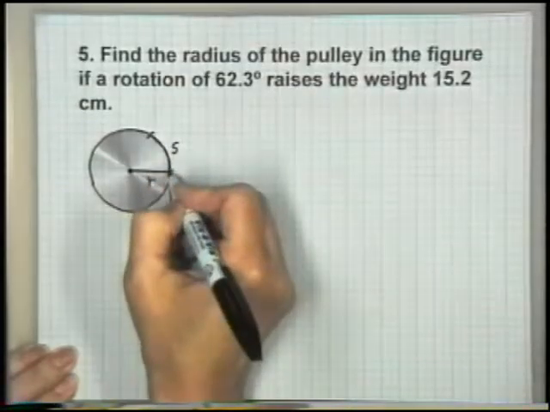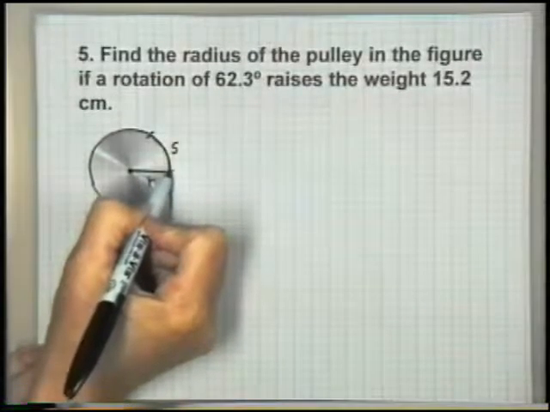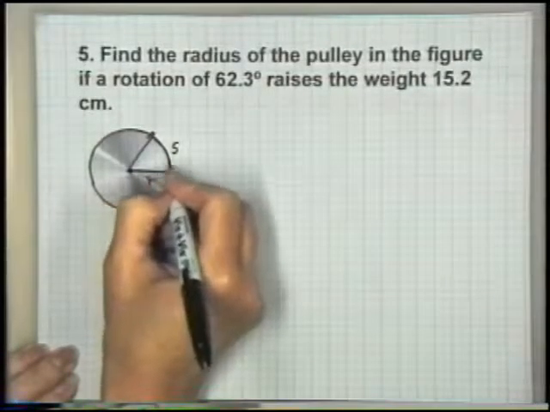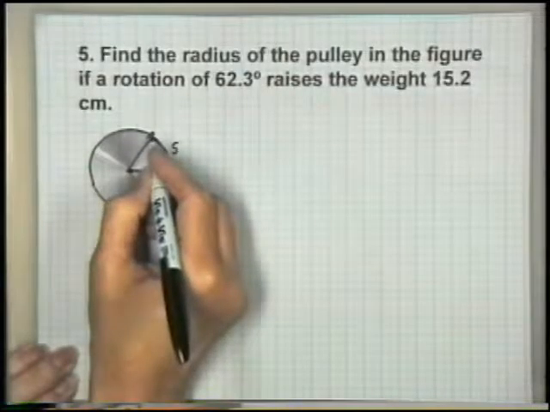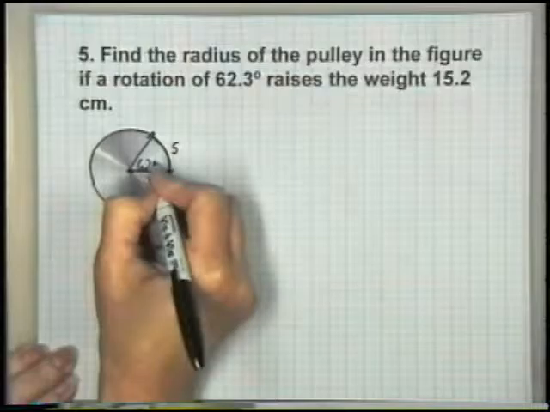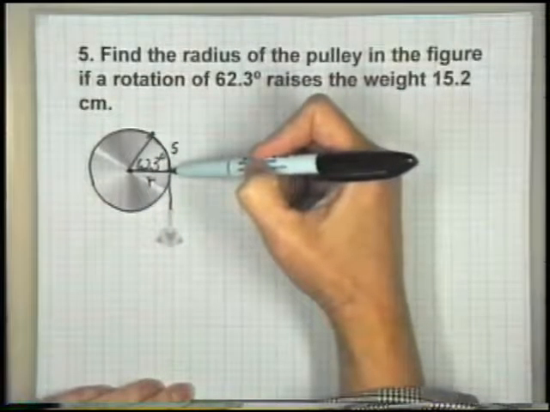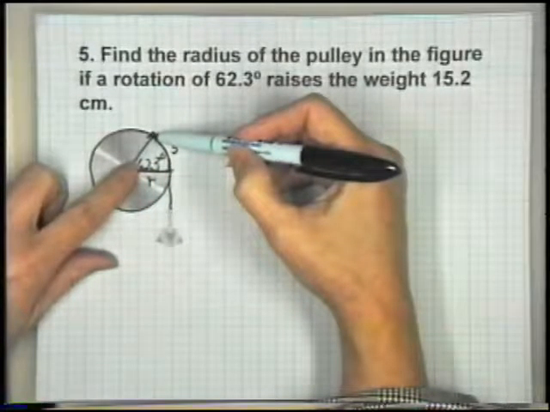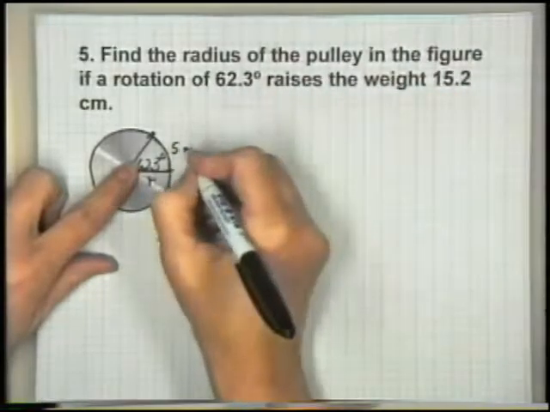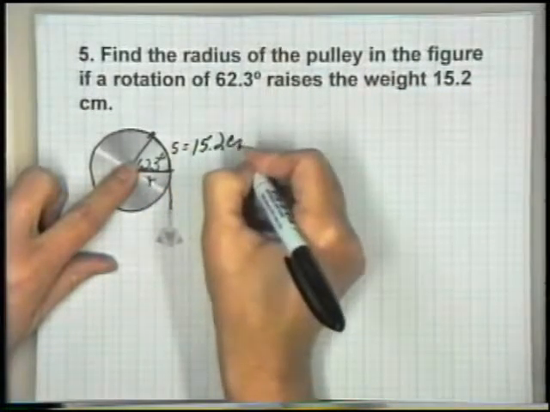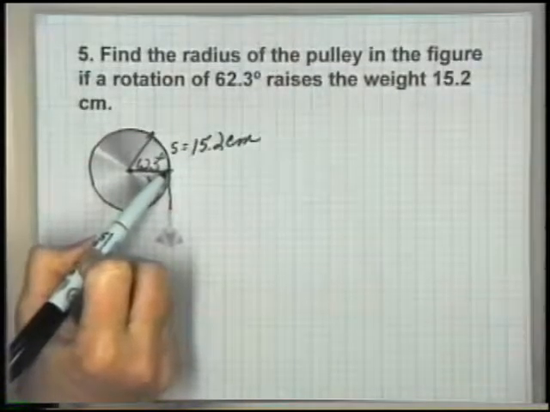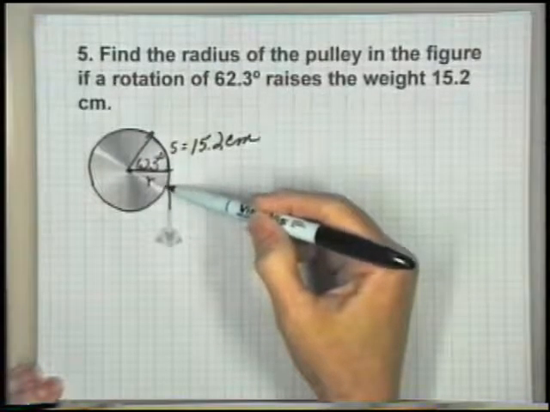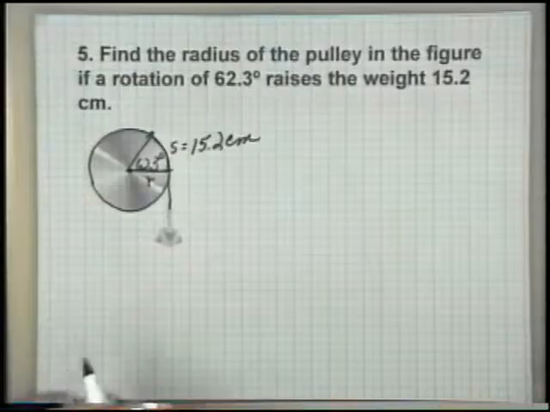represents the arc length, and it says that it's rotating 62.3 degrees. That means the central angle for this arc length is 62.3 degrees. So this pulley is going to move in this direction, and once it's gone 62.3 degrees, this arc length is going to equal 15.2 centimeters, because that cable will have pulled up 15.2 centimeters if it raises the weight 15.2 centimeters.